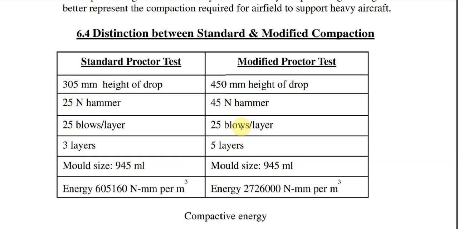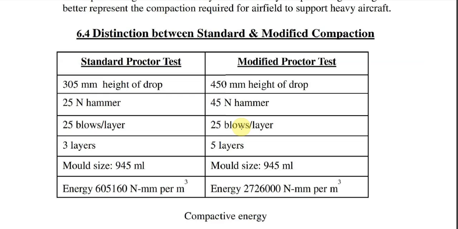In modified Proctor test, we are compacting soil in 5 layers. So I showed you a video. They were compacting soil in 3 layers, but in modified Proctor test, they are compacting soil in 5 layers. But each layer they are giving 25 blows. Now, the mold used for standard and modified Proctor test is the same.